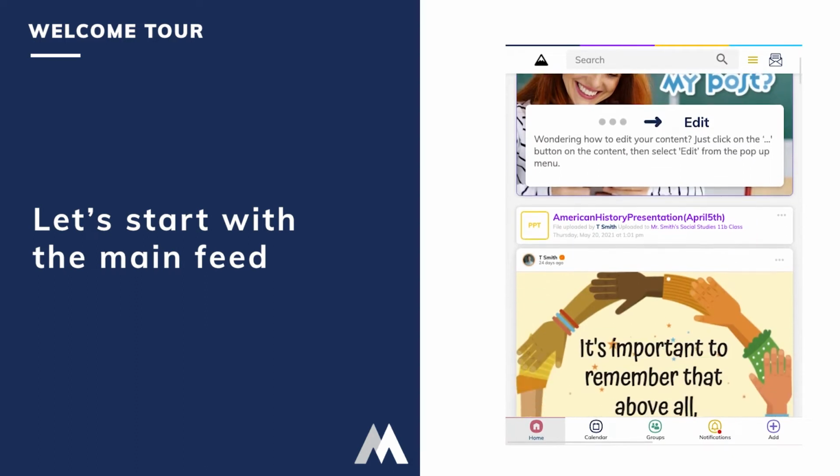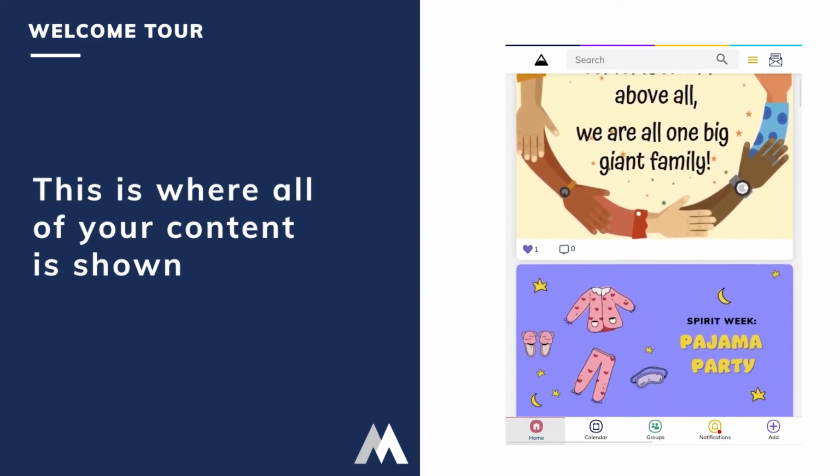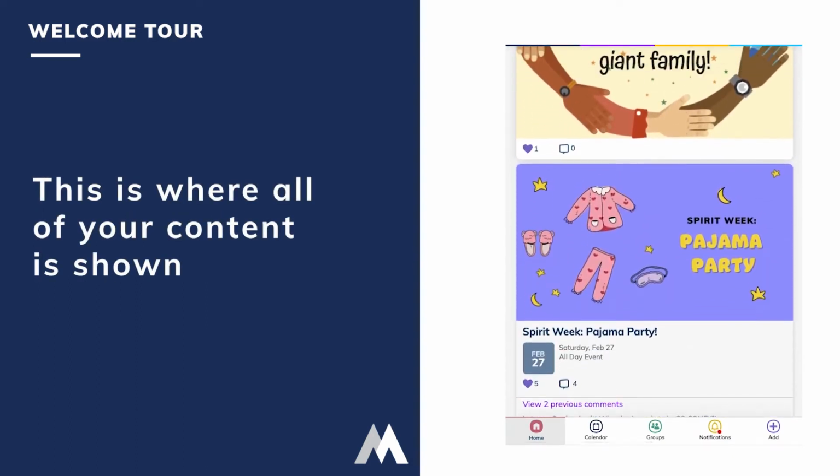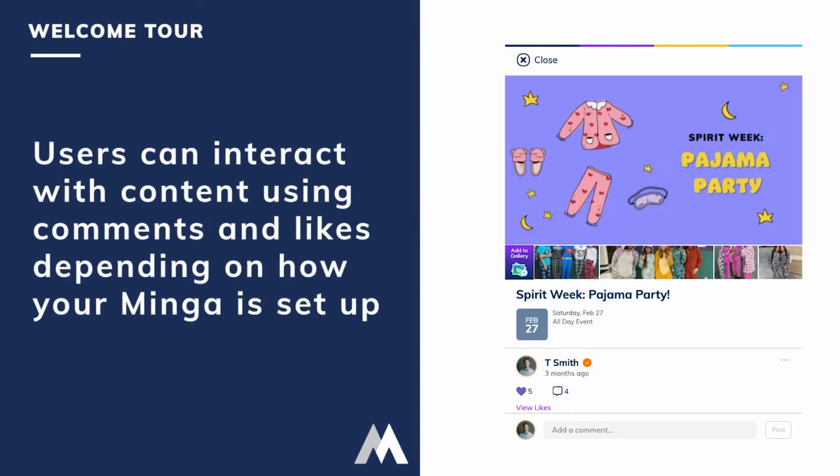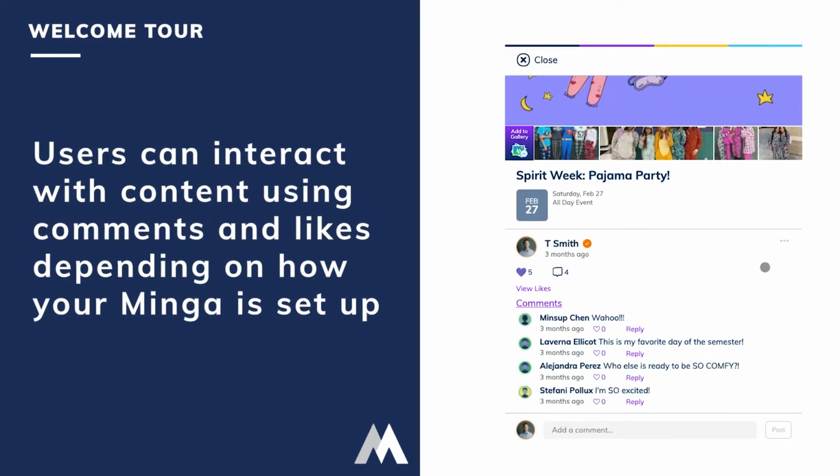Let's start with the main feed. This is where all of your content is shown. Users can interact with content using comments and likes, depending on how your Minga is set up.